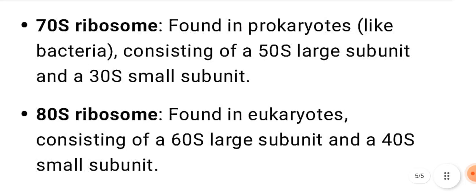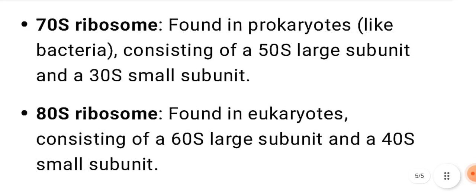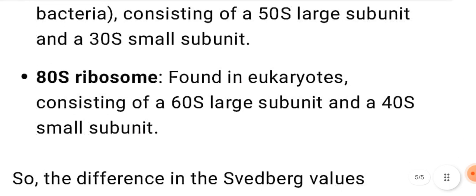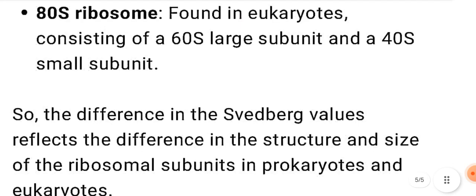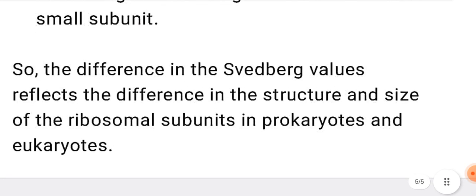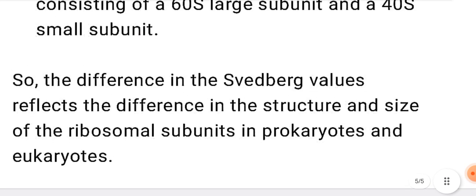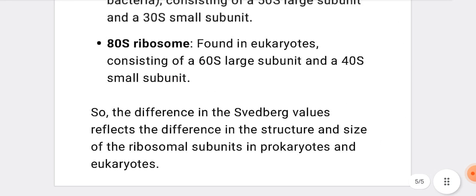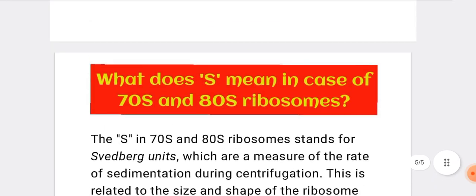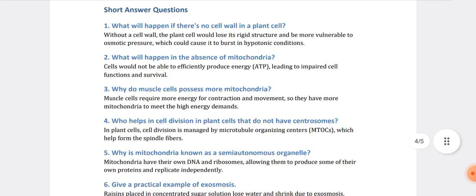And the 80S ribosome found in eukaryotes consists of 60S and 40S subunits. So you just have to remember them. The difference in the Svedberg values reflects the difference in the structure and size of the ribosomal subunits in prokaryotes and eukaryotes. So this is all about some important points and type of questions.